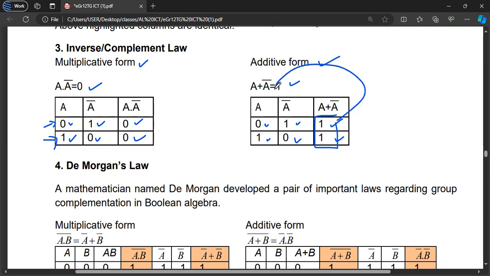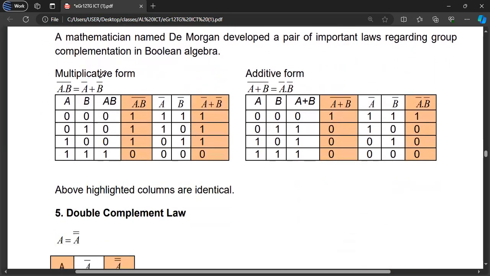This one is equal to 1. So that's what has been proved here. Then here you can see that A dot A bar, the result is equal to 0. I think it's clear, right? So then De Morgan's law.